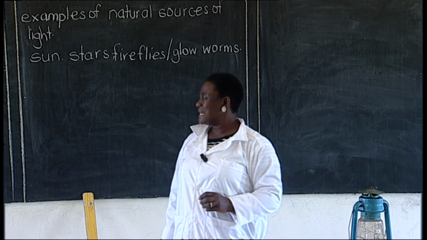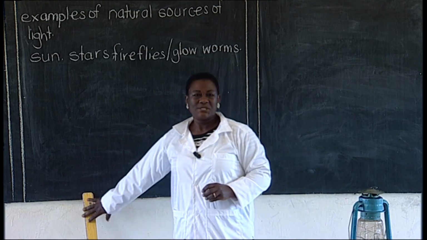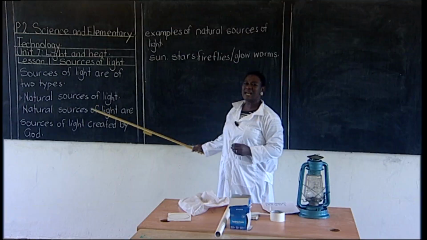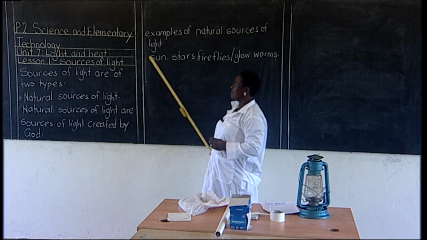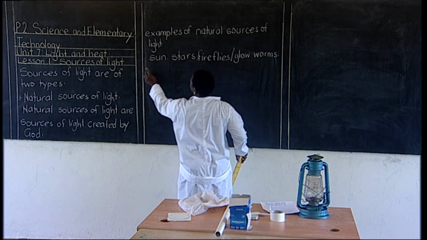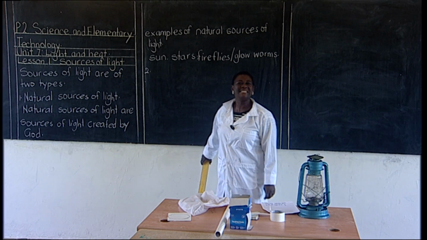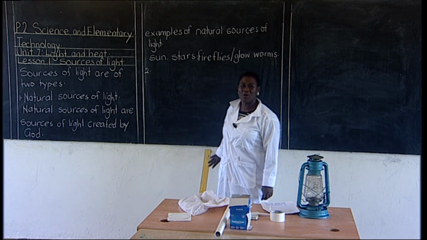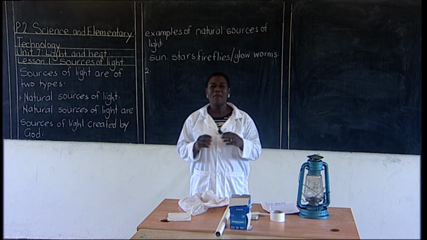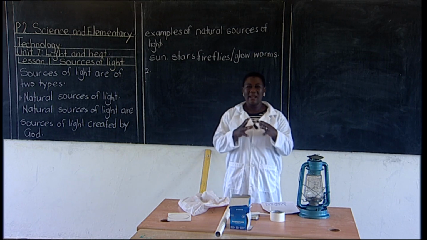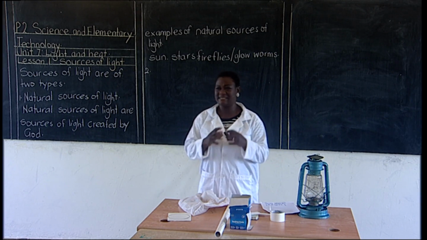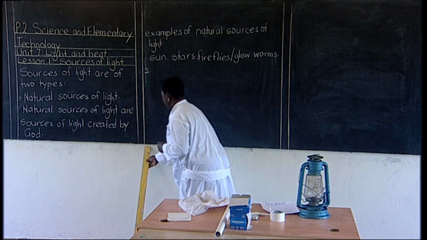Now, let us see the second source of light. The first one we have said is natural sources of light, which are created by God, and we have given examples. Then type number two: these ones are artificial. These are made by man, and they provide us with light mostly at night. Artificial sources.